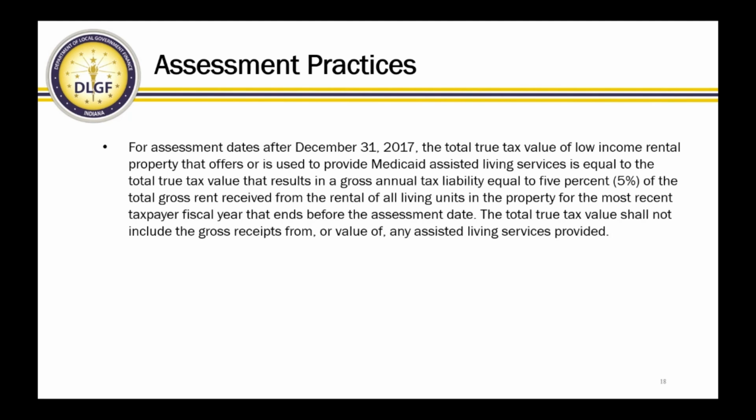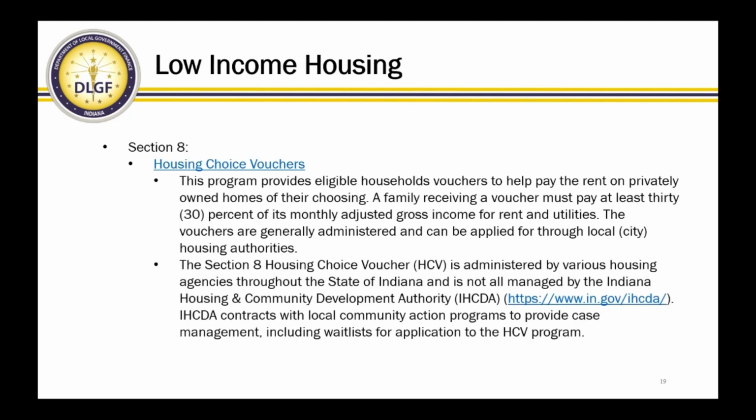Talked about the Medicaid properties, so I won't belabor that point. Low-income housing. So there are 2 main types of low-income housing properties, Section 8 and Section 42. And I'll start off with Section 8.